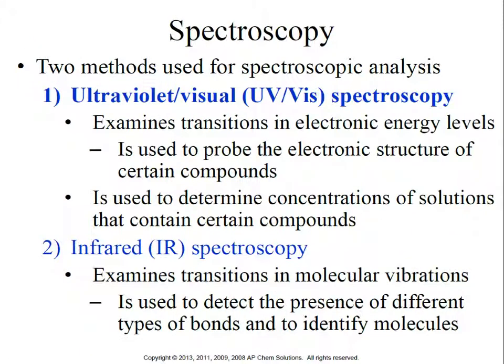So there's two main types of spectroscopy that we're going to look at. Ultraviolet-visible, which is UV-vis spectroscopy. And this would be one that we would use to look at the electronic energy levels, be it atomic energy levels or atomic orbitals or molecular orbitals. Or we can use infrared spectroscopy, and this one's used more to figure out what type of bonds are present.